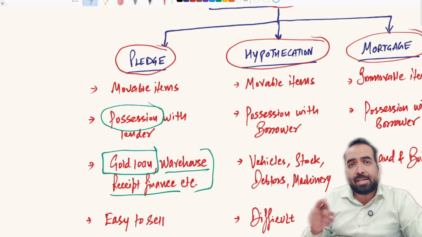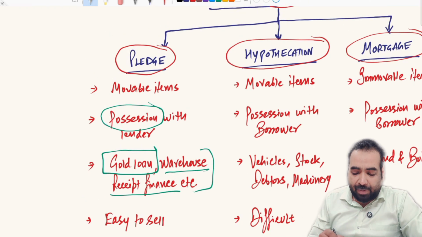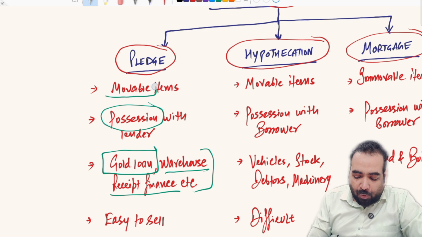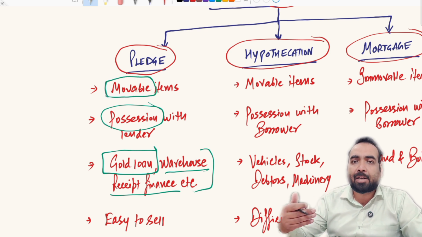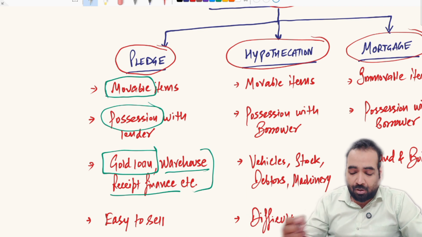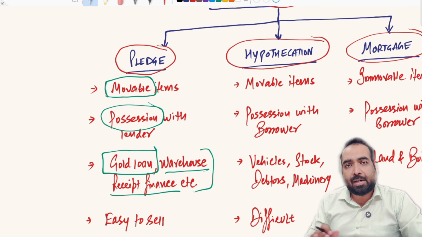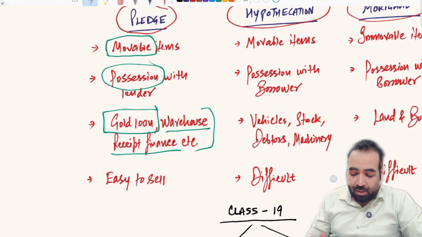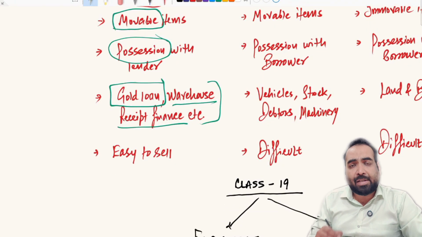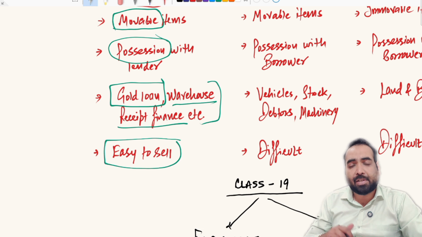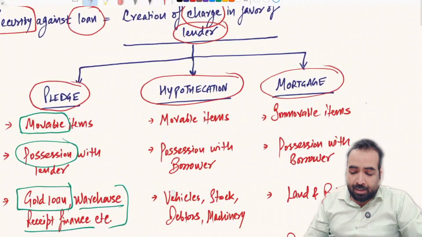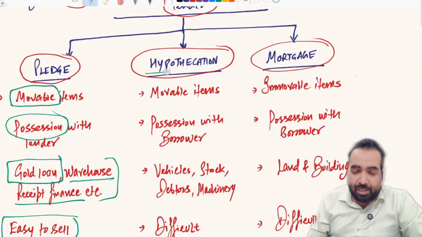Obviously, since the possession of the security is kept with the bank, this is done for movable items only. You cannot shift the possession of immovable items from one person to another, right? Only movable items are covered under the concept of pledge, right? The advantage of pledge is that it is very easy to sell. Since the asset is in your custody, it is very easy for you to sell that asset to recover your dues, right?